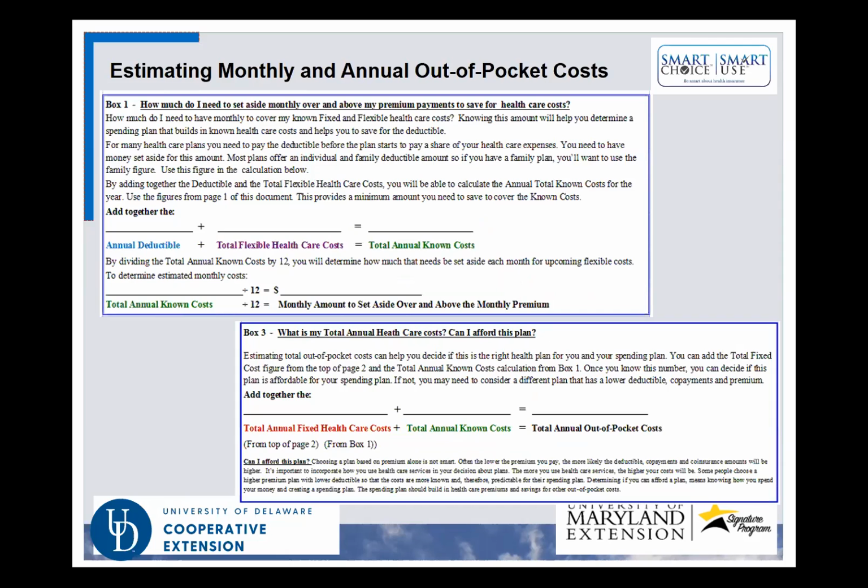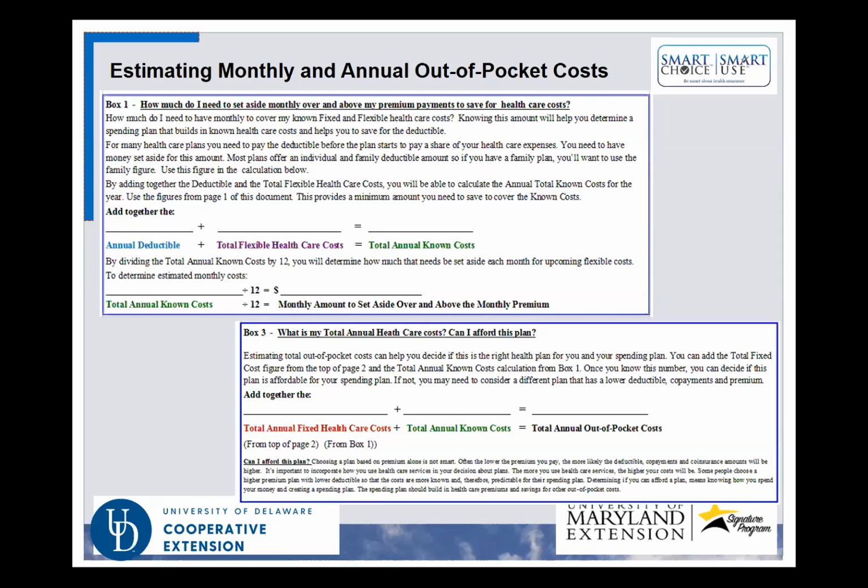Okay, so another item in that estimating healthcare cost workbook are what I'm calling boxes, right? There are some boxes there that ask specific questions and ask you to plug in numbers from your calculations. So you can see that things are color coded. So looking at the sheet, what's the annual deductible? And for this box 1, you've got how much do I need to set aside monthly over and above my premium payments to save for healthcare costs.